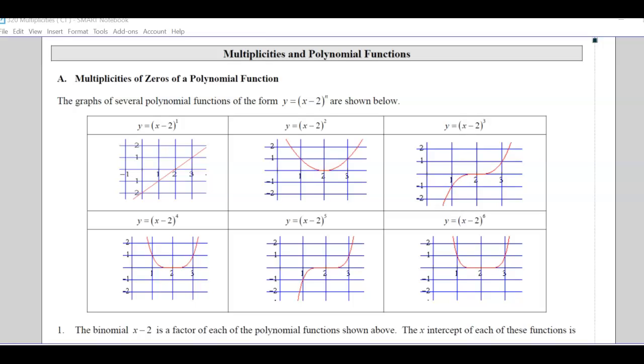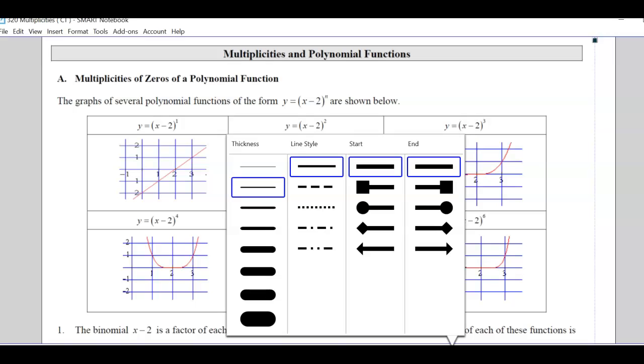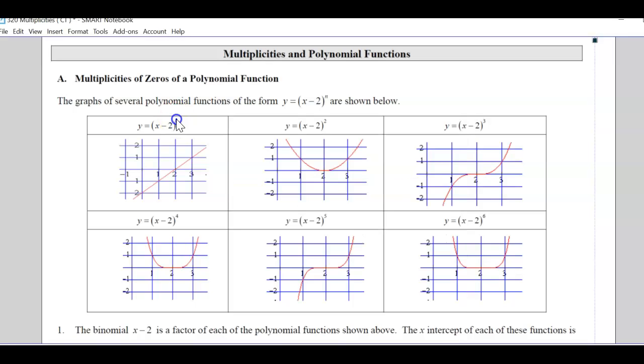So the first one is linear because the exponent is 1 on that binomial factor. Okay, so it's just a linear equation. Y-intercept is -2, slope is 1. Okay, so it crosses the x-axis at 2. Okay, that's called the zero of the polynomial function, or the x-intercept.